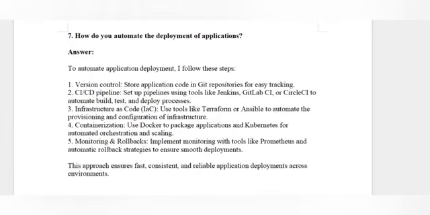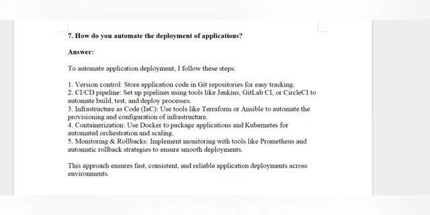Question number 7. How do you automate the deployment of applications? The answer is, to automate the deployment of applications, I follow these steps. First is version control. Store the application code in Git repositories for easy tracking. Second is CI/CD pipeline. Set up pipelines using tools like Jenkins, GitLab CI, or CircleCI to automate build, test, and deploy processes. Third is infrastructure as code.